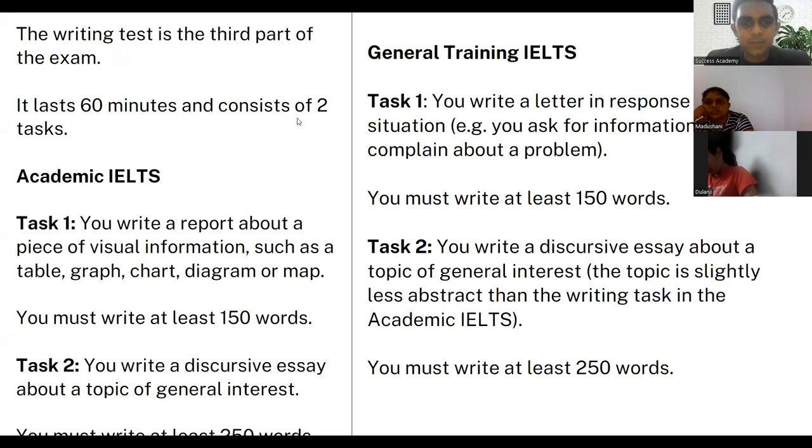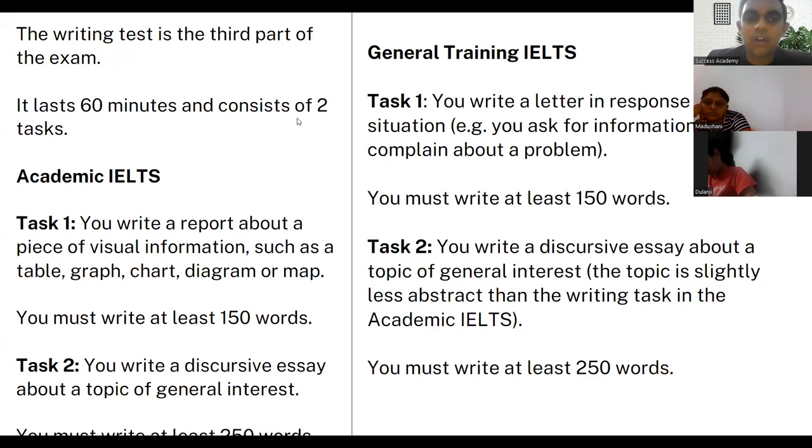Vocabulary also you can find. I mean, we teach this in our classes, but of course, you don't need to join my classes to find out the vocabulary. You can search on the internet. Just search what is the vocabulary related to writing a report on graphs. What is the vocabulary related to line graphs? What is the vocabulary related to maps? All of this is freely available on the internet, right?